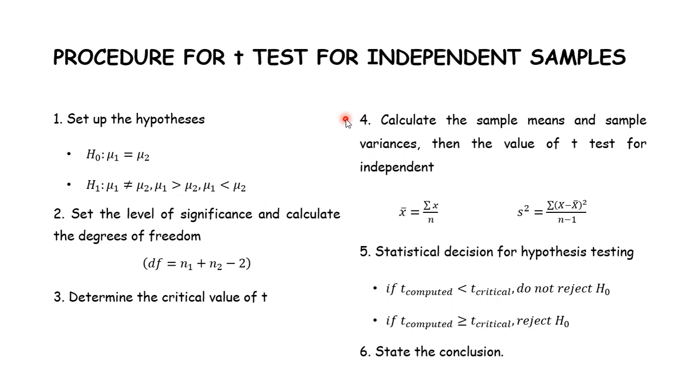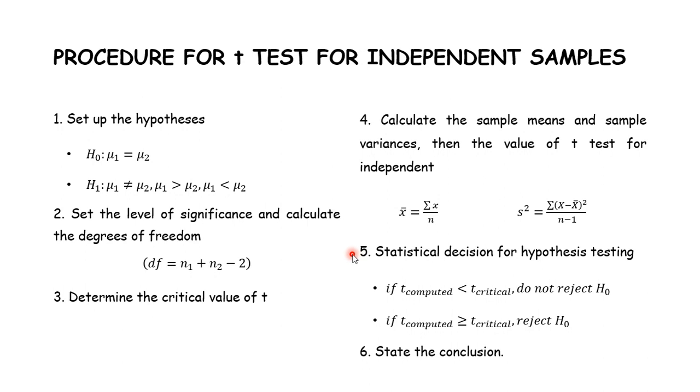On step number 4, depende pa rin po to dun sa magiging scenario po natin. In any case, if the sample mean and then the sample variance was not given, hahanapin muna natin sila. Okay, bago tayo mag-proceed doon sa t-test for independent or the t-test computed po. Okay, kung given naman na po sila, we can already substitute the data or the given that we have directly po doon po sa formula po ni t-test po.